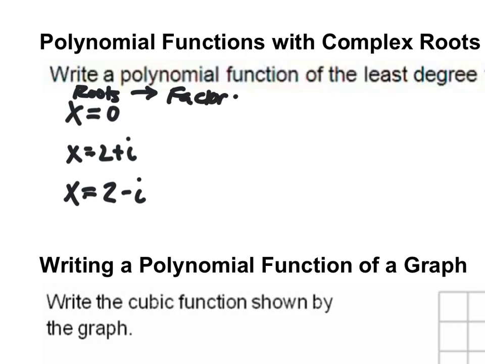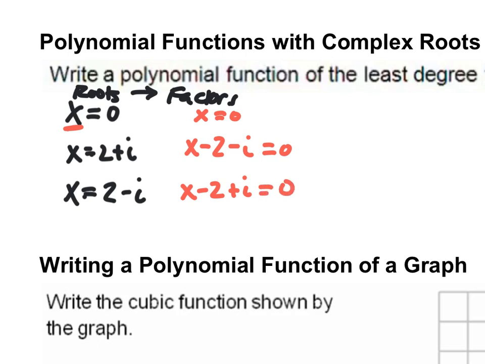So what I'm going to do is take those and set x equal to 0. That's already set equal to 0. My factor for that is just going to be x. But here I need to subtract 2 and subtract i. So my factor here is going to be x minus 2 minus i, and that's going to be equal to 0. And then over here, I'm going to get x minus 2 plus i and set that equal to 0. So now I have all of those factors, and so then I want to write my polynomial, okay? I can take those factors, multiply them together, and that gives me my polynomial.